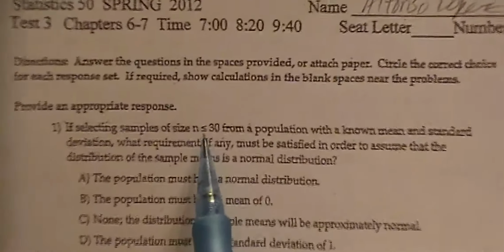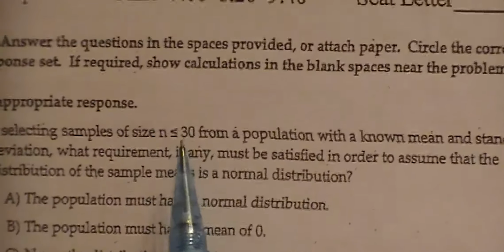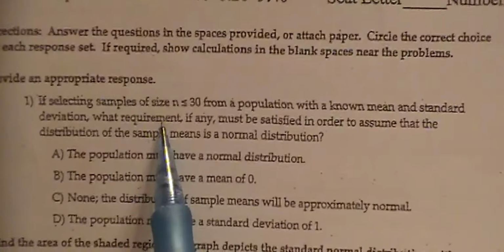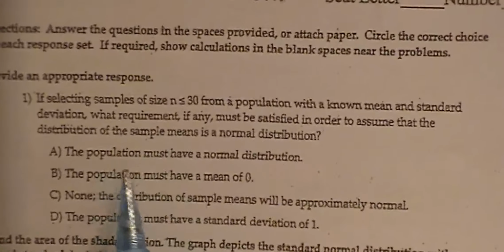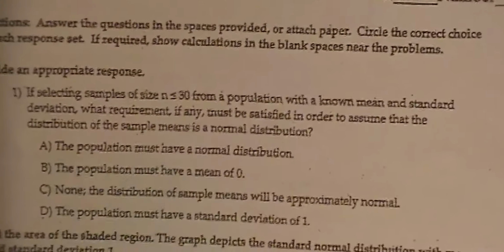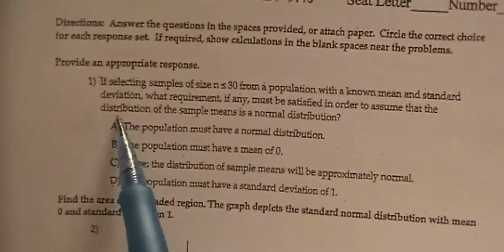In this case, your sample is less than 30, so you know that requirement's not met, which means that the other requirement that does have to be met is that your population must have a normal distribution. Because one or both of those has to be met. Gotcha. So I would say the answer is A.